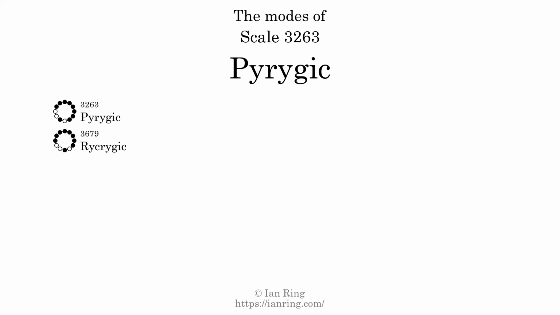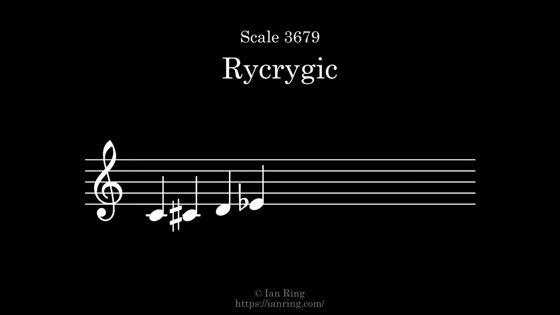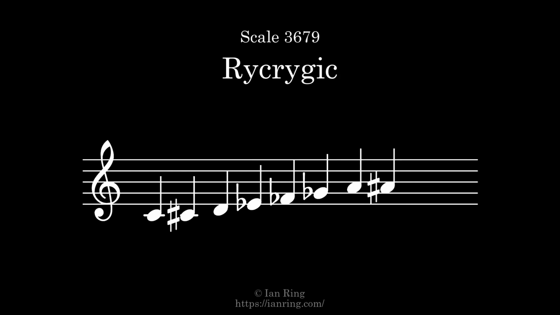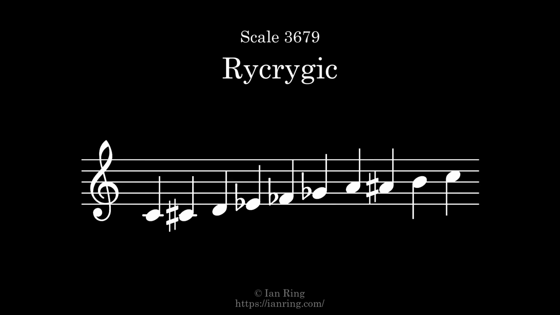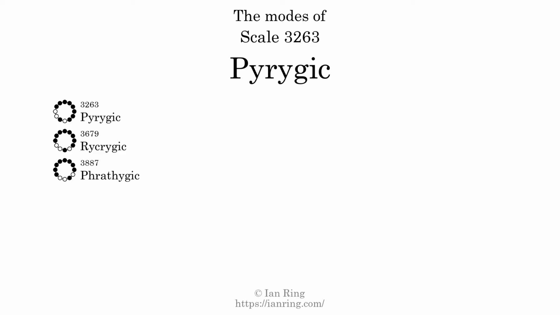The second mode is scale 3679, also known as Phrygian. It sounds like this. The third mode is scale 3887, also known as Phrygian. It sounds like this.